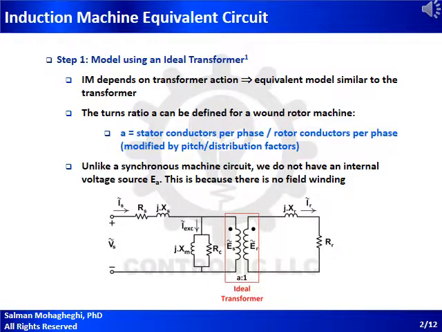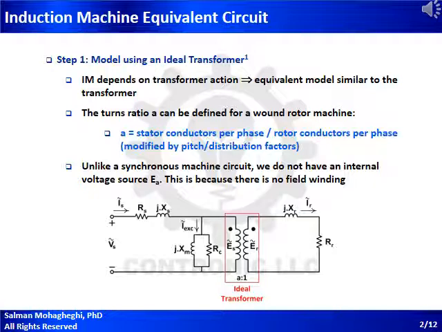To develop a model for an induction machine, we first have to think about how it operates. Let's take the example of an induction motor. You connect the motor to the supply. Three-phase currents are going to flow into the windings of the stator, creating a rotating magnetic field. This rotating magnetic field will cross the rotor bars or windings and will induce voltages and currents into them. If you think about it, this is exactly the same as what happens in a transformer.